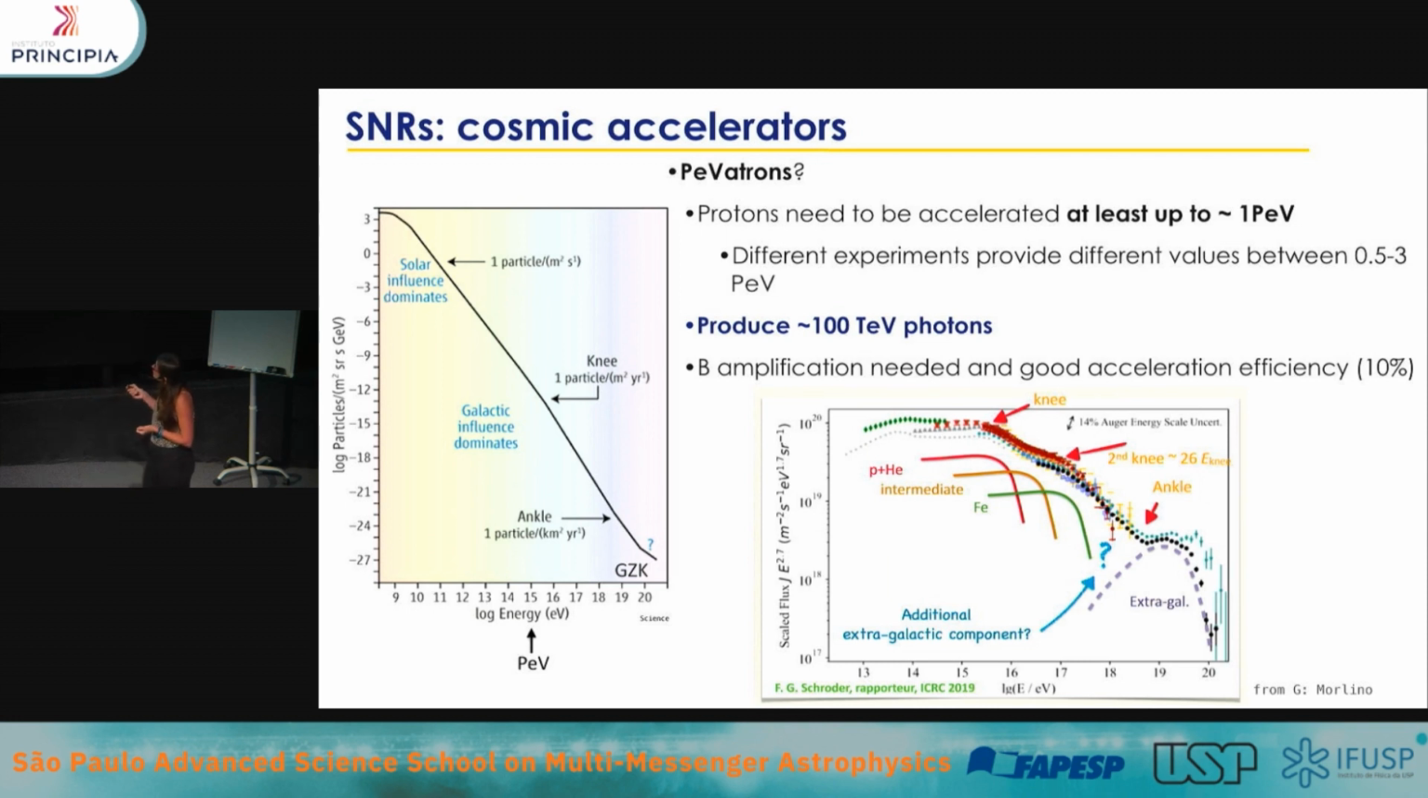If you have a particle that is accelerated up to PeV energies, you can expect to measure photons of around 100 tera electron volts, okay? So if you detect a photon that has 100 tera electron volts, you know that the particles that produced it had around PeV energies. So this would be the great final proof that this source is a pevatron.